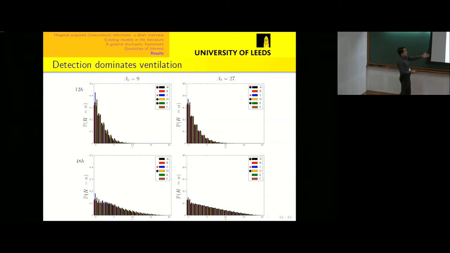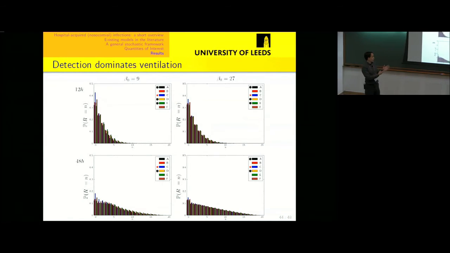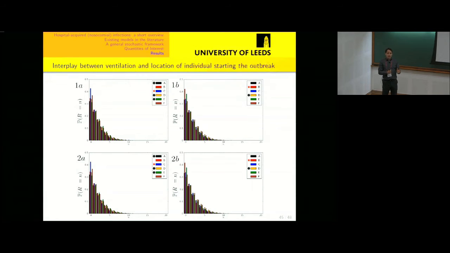So the first thing that we saw is that detection dominates ventilation. So it seems that detection is much more important than ventilation. Also, ventilation also has an impact. The second thing that we saw is that, of course, you cannot say one ventilation setting is better than the others because it depends on where your initial infective individual is located in the ward. But still, you can identify some ventilation settings that seem to be bad regardless of where the individual is located at the beginning. So still you can identify good ones and bad ones, or at least some of them that are not so good.